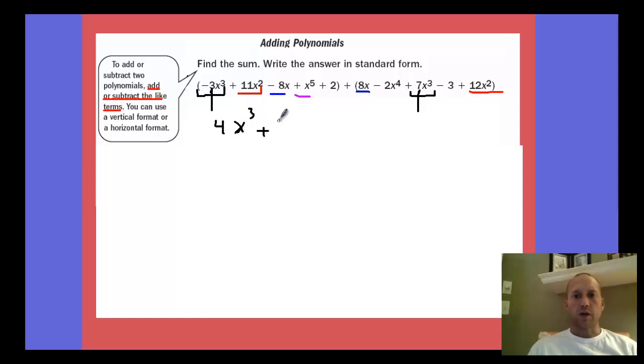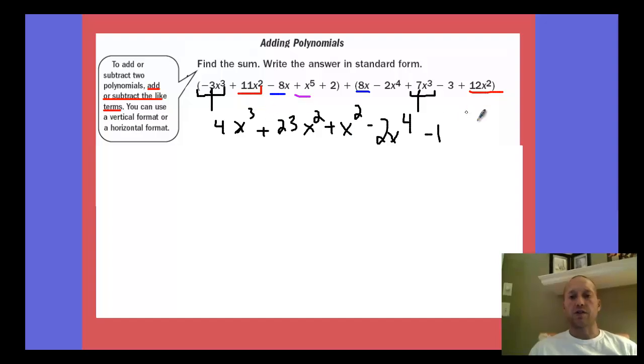So that'd be plus 23x squared. I'm just finding the like terms and adding the coefficients. The x's are gone, -8x and 8x is 0. And then x to the 5th, those are only x to the 5th. We have a -2x to the 4th, did not have any like terms for that. And we have a +2 and a -3, which is -1. And we could write this in standard form.